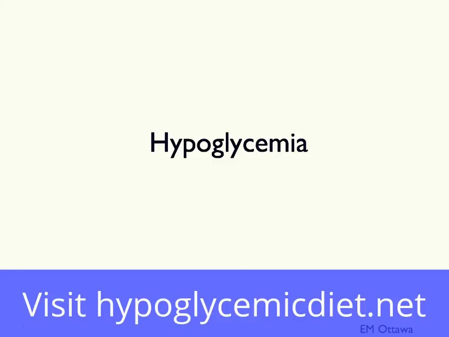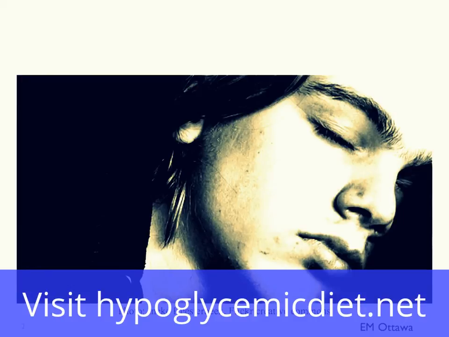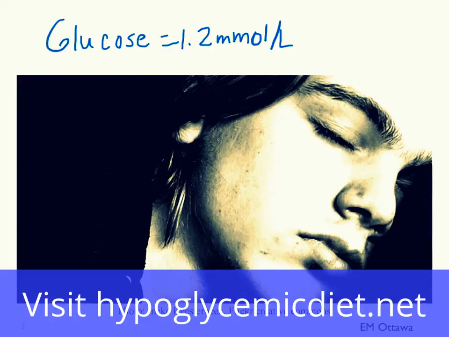This segment will be about hypoglycemia. You're working in the emergency department. This patient was brought in by his coworkers because of a decreased level of consciousness. They just couldn't wake him up. One of your nurses did a rapid bedside glucose. It is 1.2 millimoles per liter, or in American units, 20 milligrams per deciliter.